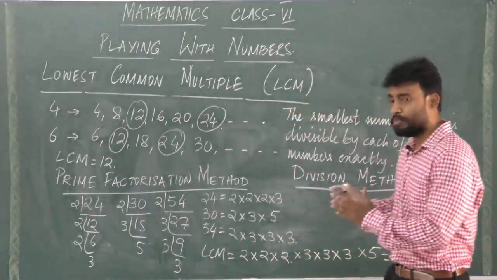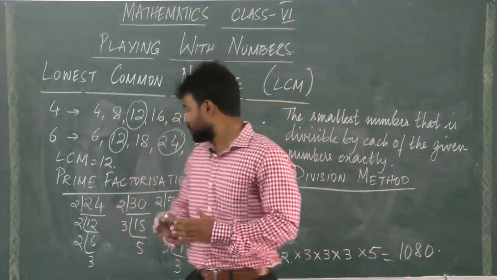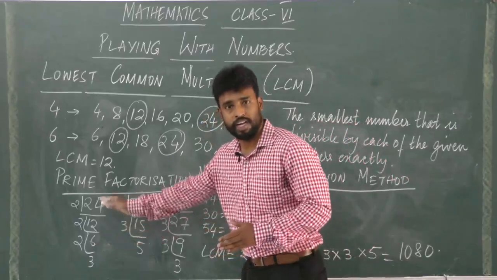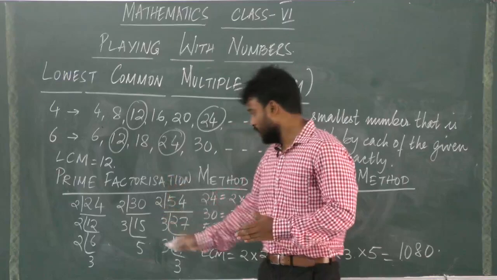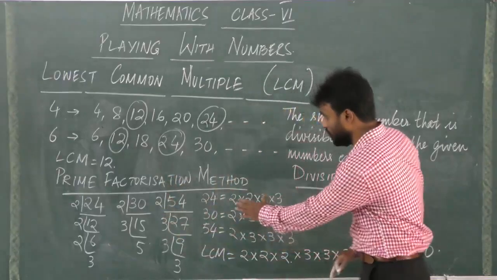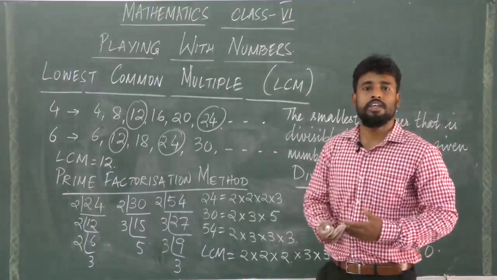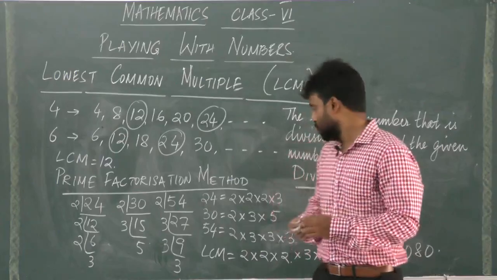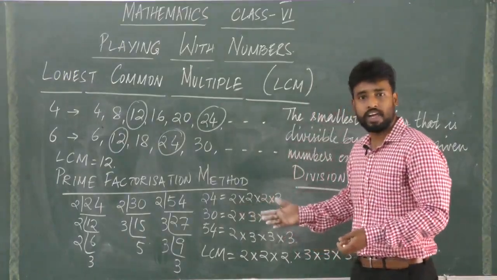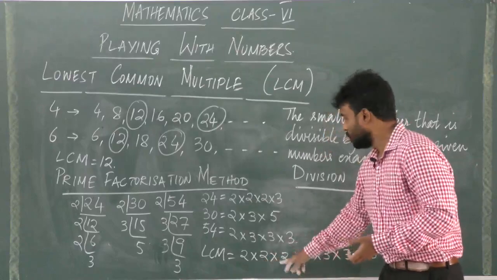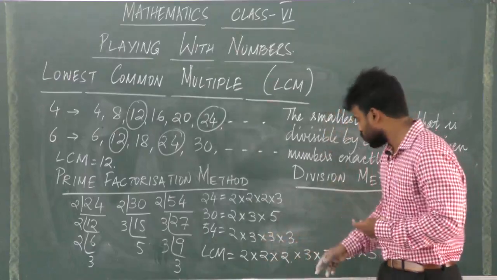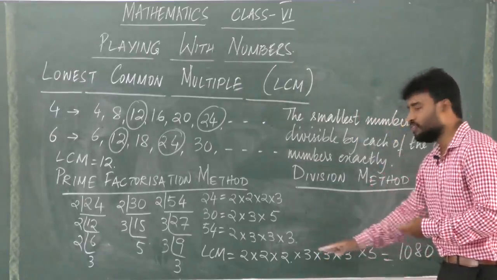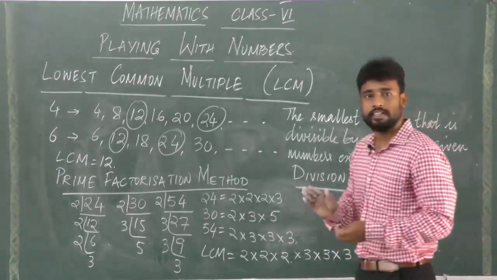So this is how we find the LCM in the prime factorization method. First we find out the prime factors of 24, 30 and 54, and write them in this form. Then we check how many times each number is repeated and take the highest number of repetitions. Here 2 is repeated 3 times at most, 3 is repeated 3 times at most, and 5 is repeated only once. Ultimately, when we multiply all the numbers, we get 1080 as the answer.